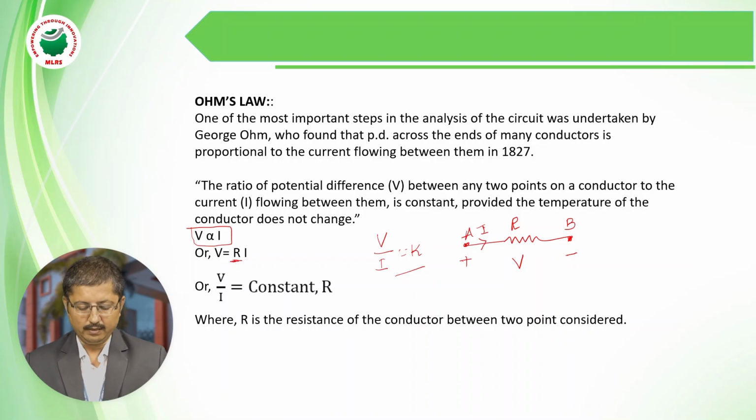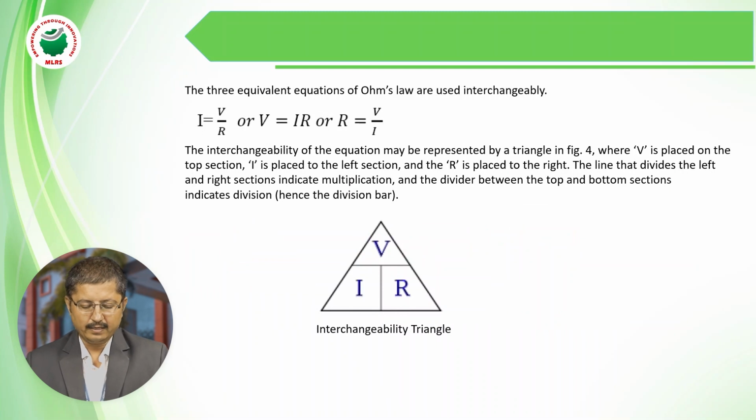Once again, in triangle form we can see these interchangeably, how voltage, current and resistance change here. Here are the three equations according to Ohm's law. The first one: if you want the current in the circuit, I equals V divided by R. If you want to measure the voltage across 2 points, V equals I into R. If you want to measure the resistance, R equals V by I. These are all the forms of Ohm's law.